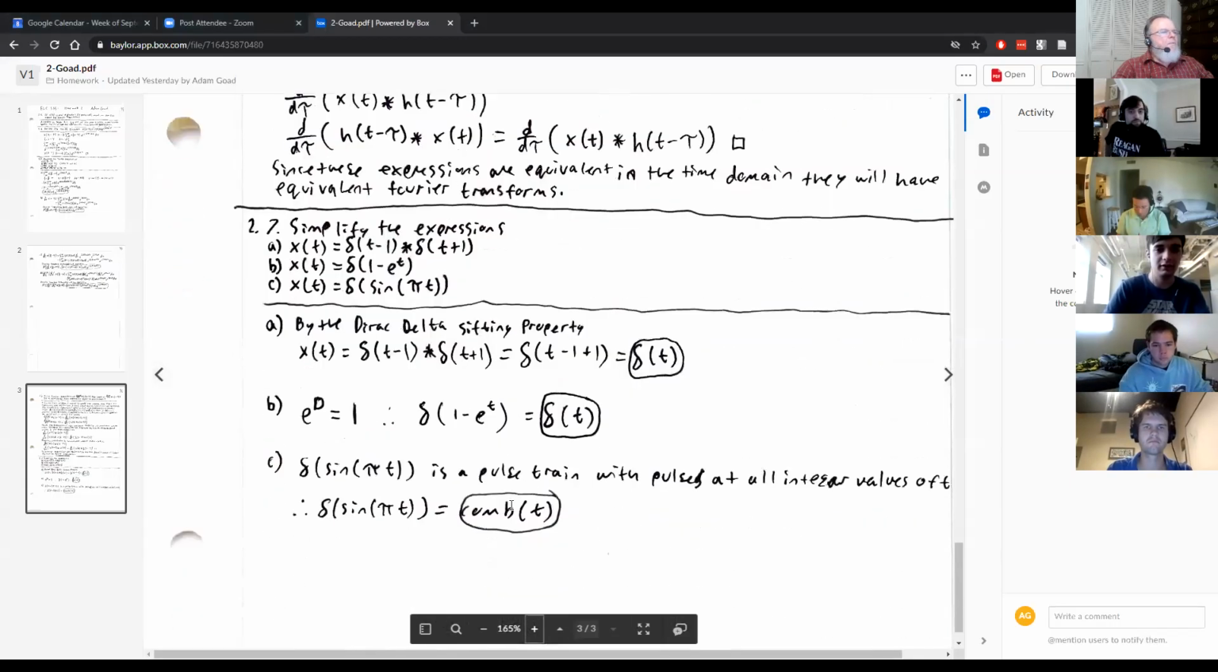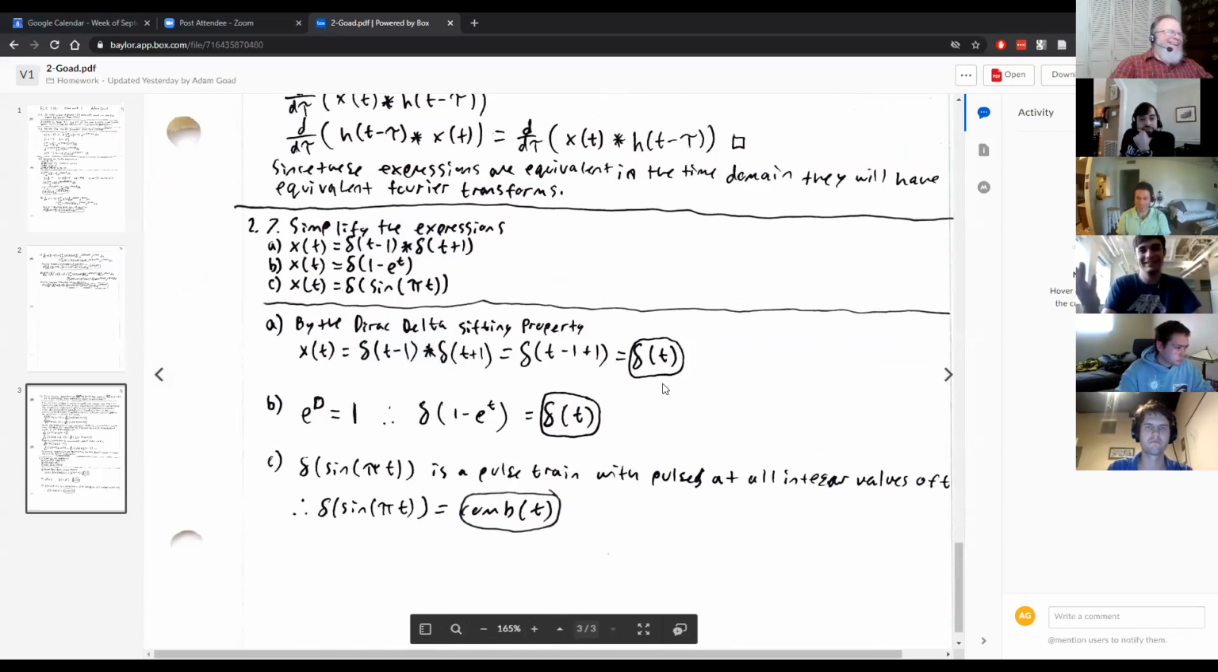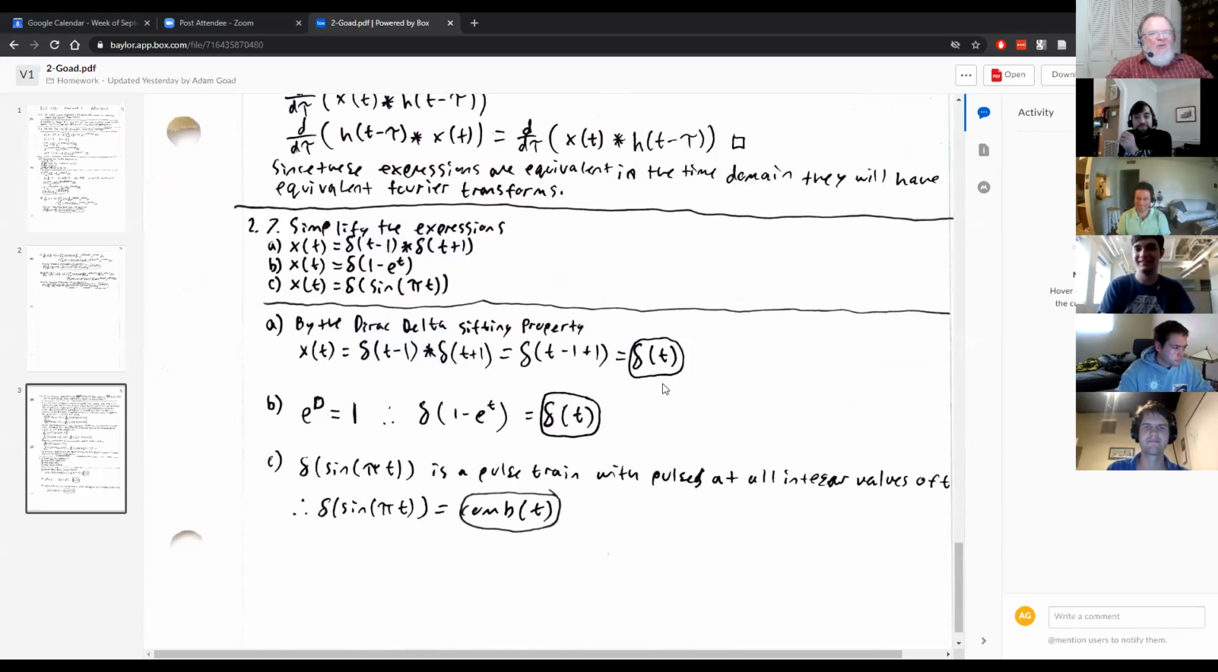Yeah, 7A. The deltas convolve with each other. So I just said assume the shifting property, convolve them together. That becomes t minus 1 plus 1, which is delta of t. Okay. So you didn't even go to the integral. You didn't find it necessary to go to the integral. Mm-hmm. Okay, so that's perfect. Yeah, that's perfect.